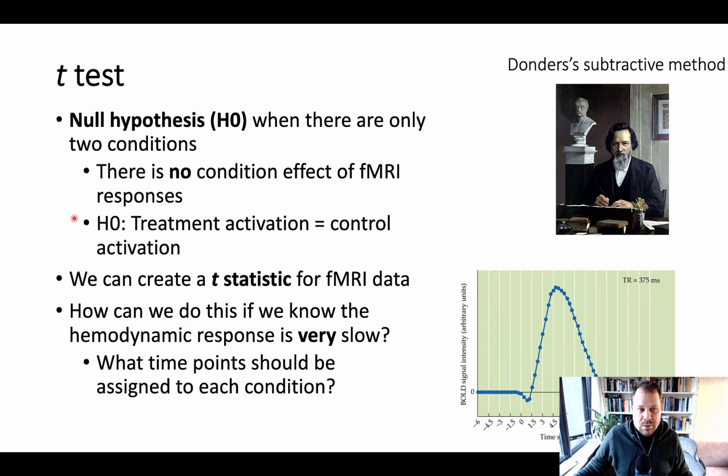The null hypothesis, or H0, is basically saying that the activation during treatment conditions is equal to the activation during control conditions. And this would mean that there is no condition effect on fMRI responses. In this case, we can simply create a t-statistic for the fMRI data. Well, we know that the hemodynamic response is very slow, so how can this be done? What time points should be assigned to each condition in this type of experiment?